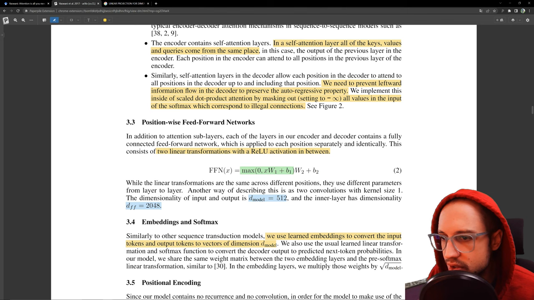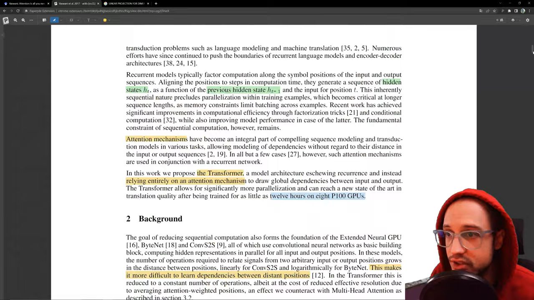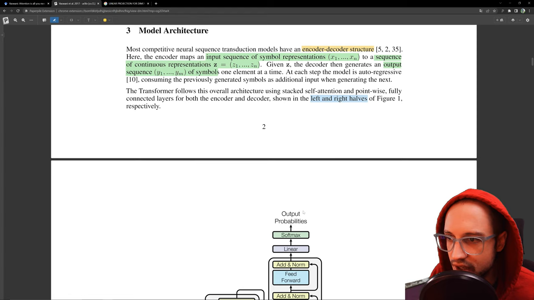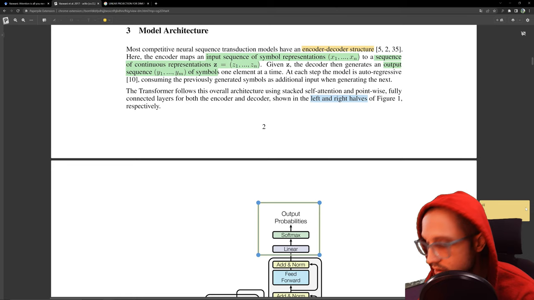And then we also use the usual learned linear transformation and softmax function to convert the decoder output to predicted next-token probabilities. So that's the part here. This linear here, and then the softmax here, and then the output probabilities here, this is just kind of your generic classification head.